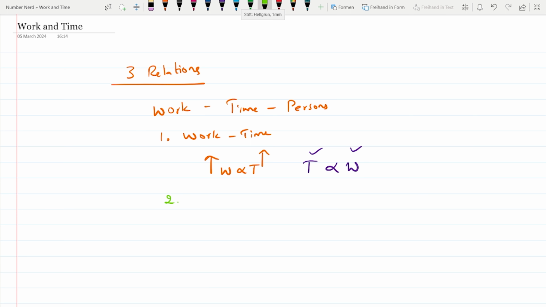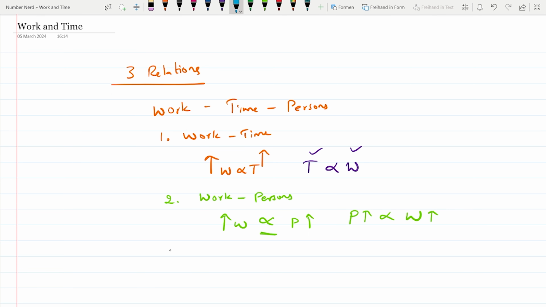The second relation states work and persons. Suppose there is more work, then we require more people to complete that work, right? So if work increases, then the number of people required also increases. Hence we have the relation directly proportional. And the converse is also true. If more people are there, then we can complete more work.